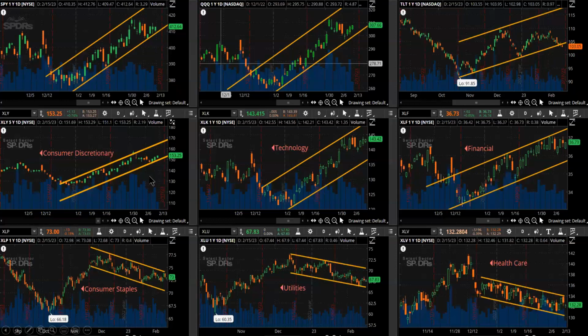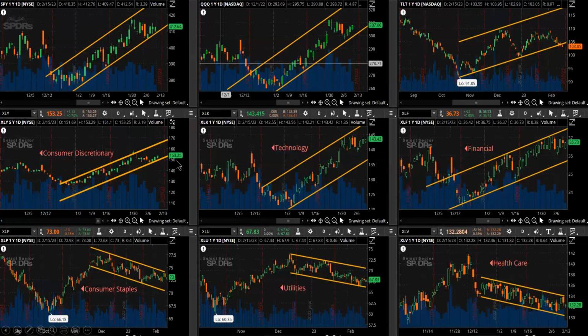Now this is the consumer discretionary XLY. So we are in a nice uptrend here. Technology. So you can see technology is sort of leading the way recently. So we're in an uptrend here. The financials are doing okay as well. So if you're trading ETFs, you want to look at this, and you could even draw another channel line here. Try to buy when we come back down to the channel line.